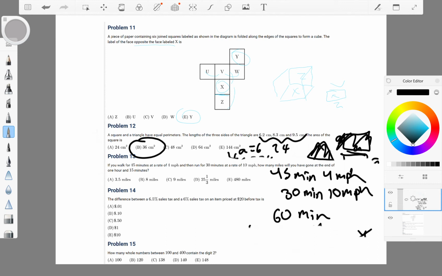And then we have 30 minutes at 10 miles an hour. So 30 is half of 1 hour, meaning you've gone half of 10 miles. So you've gone 5 miles. So you have 5 miles plus 3 miles, which is, why am I writing M? Which is 8 miles per hour.